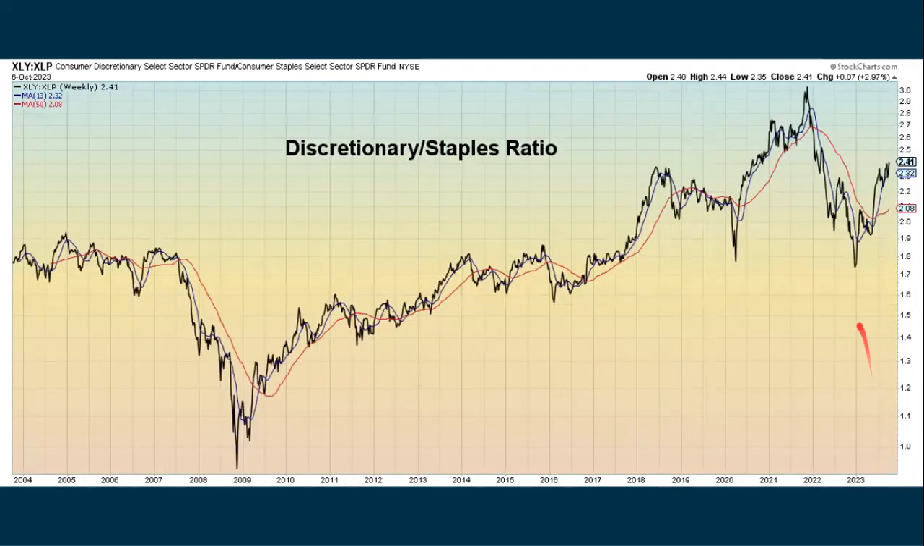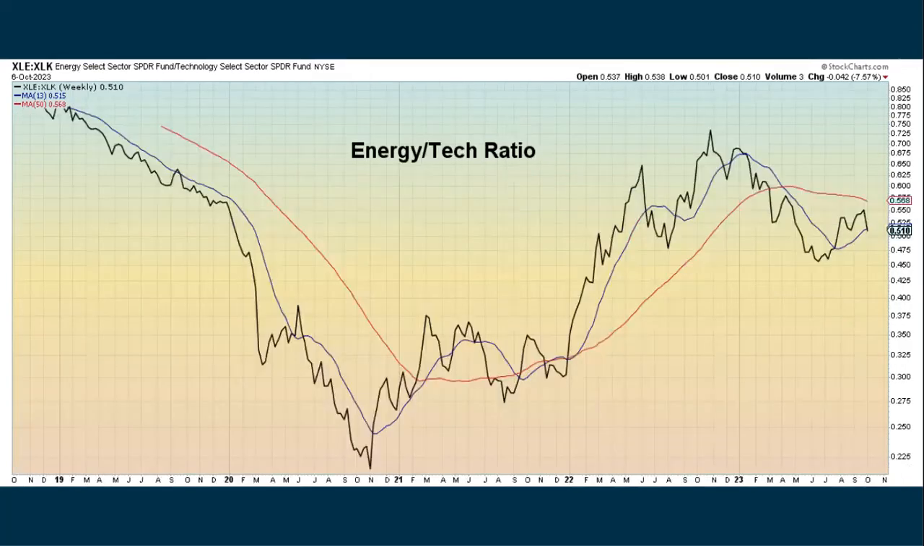Looking at discretionary, which is having a good year, especially when you compare it to staples. This past week, discretionary didn't do all that well, but staples really did bad. So we're seeing this ratio continue to go up. That's more helpful for the growth area of the stock market. We compare energy with the tech sector, where energy had been starting to outperform, and then it took a big dump this past week. And longer term, we're seeing where energy is underperforming the tech sector.